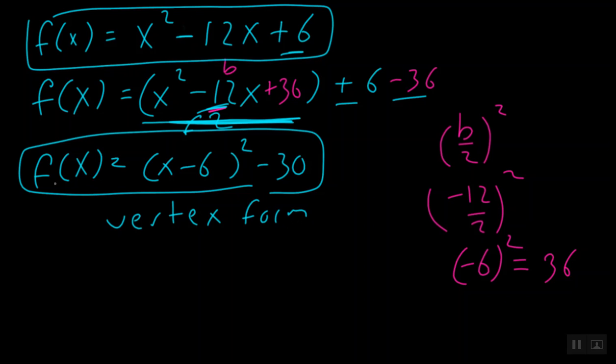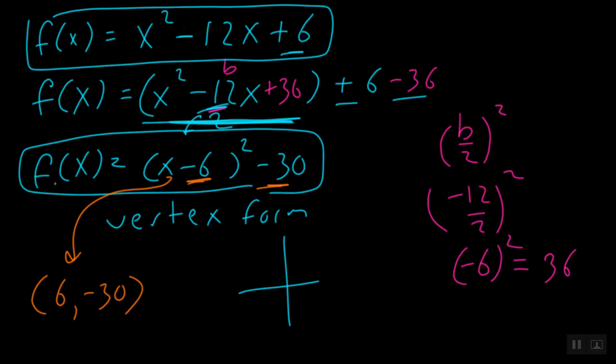And if I were to ask you, where's the vertex of this quadratic, you'd say, you know what, mister? I take this x as the opposite of negative 6, positive 6, and that minus 30, I write it as is. And if I go to the right 6 and down 30, I would have a quadratic that would look something like that.